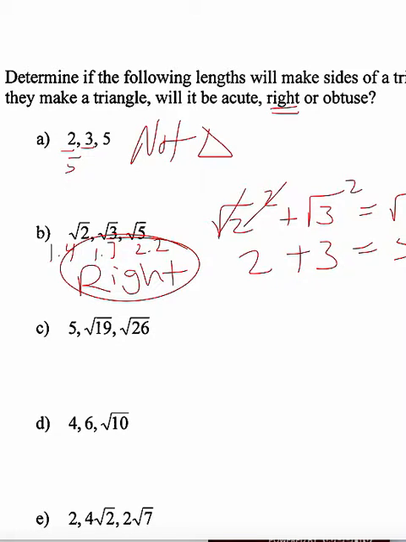On part C, 5, root 19, and root 26, again, I need to estimate these square roots to see if it even makes a triangle. Root 19 is between root 16 and 25, so it's probably about 4.5 or so. Root 26 is slightly higher than root 25, so that's probably about 5.1, 5.2. So it's still the biggest side, so my two smaller legs would be 5 and root 19. So those are the ones that get added together.